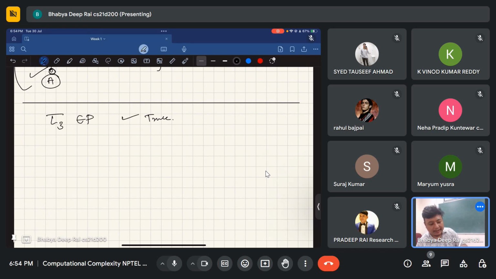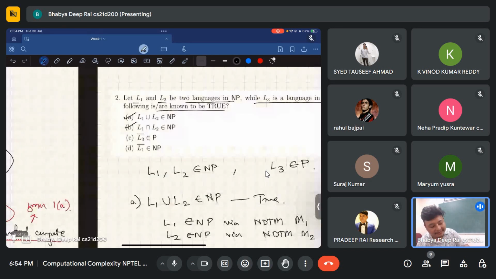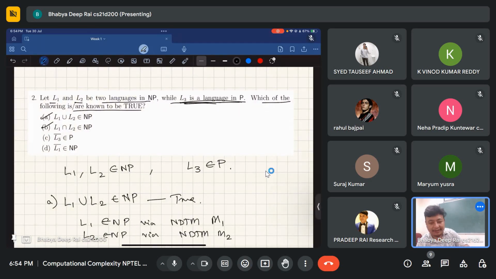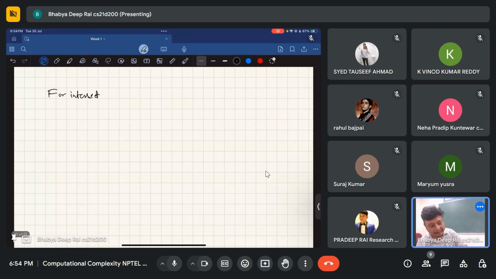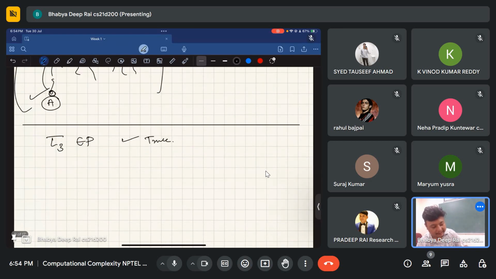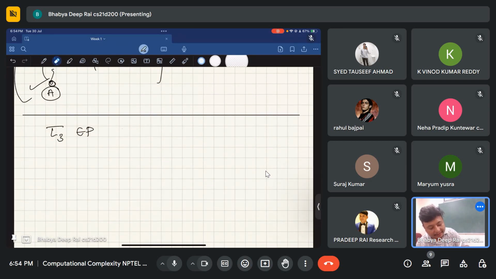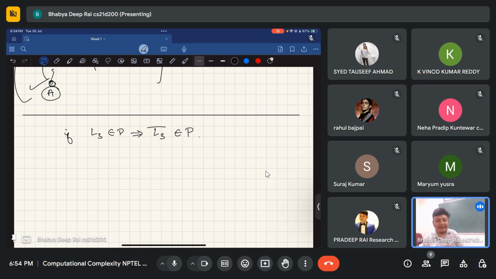By the way, there was an assumption here that L3 is a language in P. So not just this, L3 bar is in P. Wait, I'll rewrite this. If L3 is in P, then L3 bar is in P. This is what they are saying, and the answer is simple.